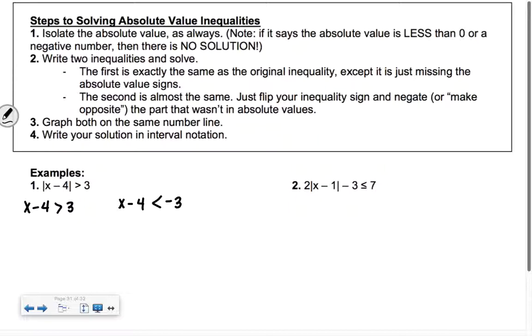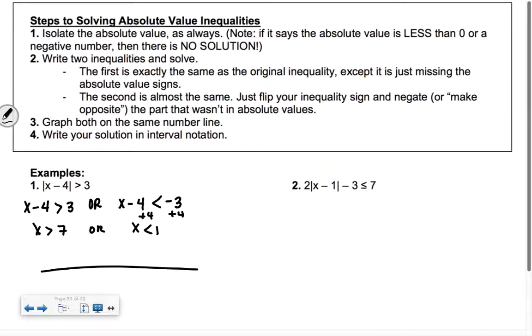Would this be an and or an or? Greater, G-O, go LA. Greater than means or. So we're going to put an or in between. I always said when I first started teaching, if they point away from each other, it's an or. Okay, so I'm going to get x is greater than 7, and x is less than, if I add 4, less than 1.